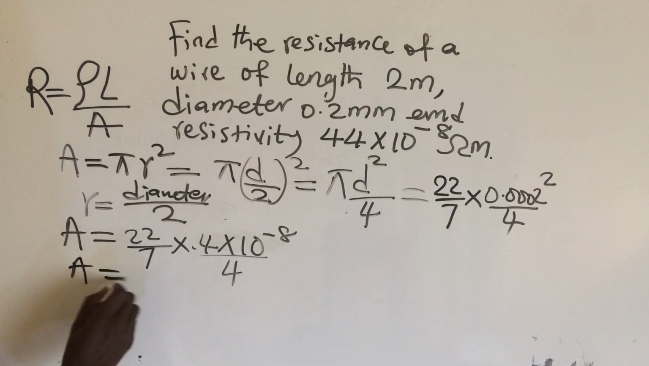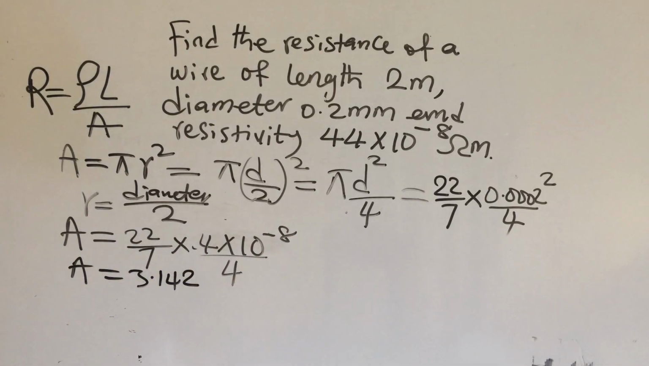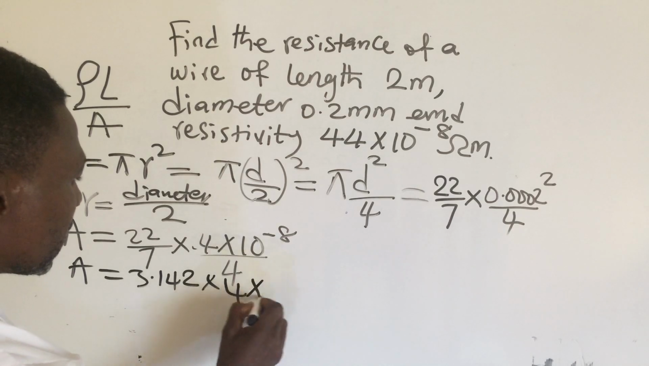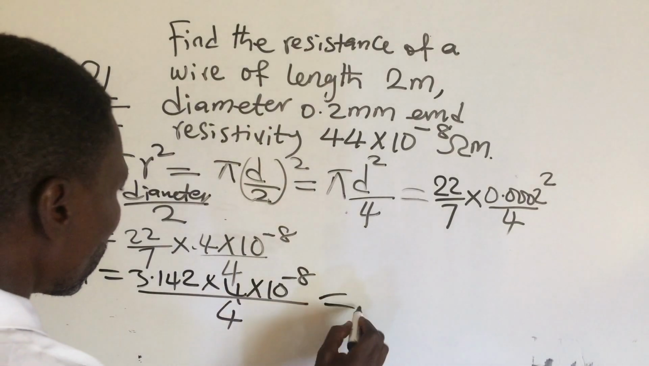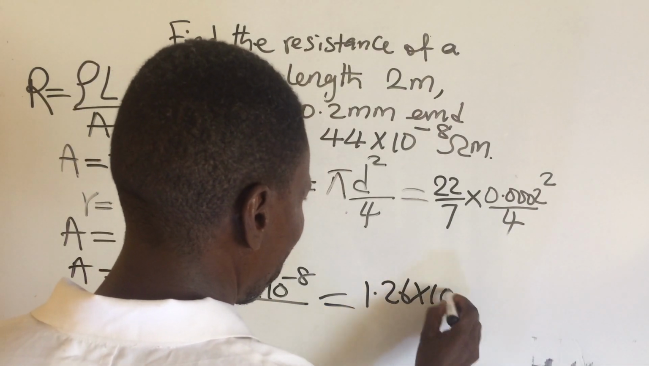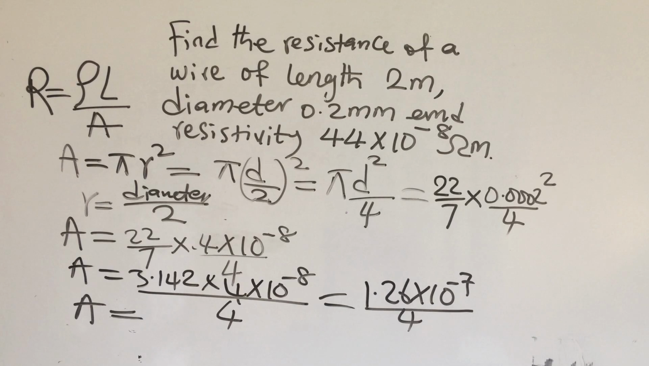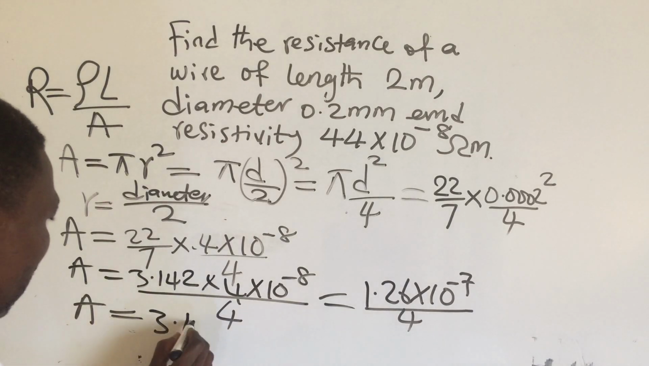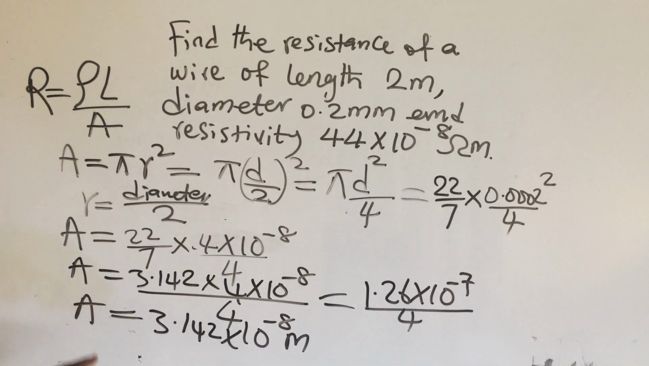So the area equals 22 divided by 7, which is approximately 3.142, times 4 times 10 raised to power minus 8, all over 4. When we multiply this up, it will be approximately 1.26 times 10 raised to power minus 7 all over 4. And when we divide it, we have 3.142 times 10 raised to the power minus 8. That is the area we are going to use to solve for the resistance of the wire.